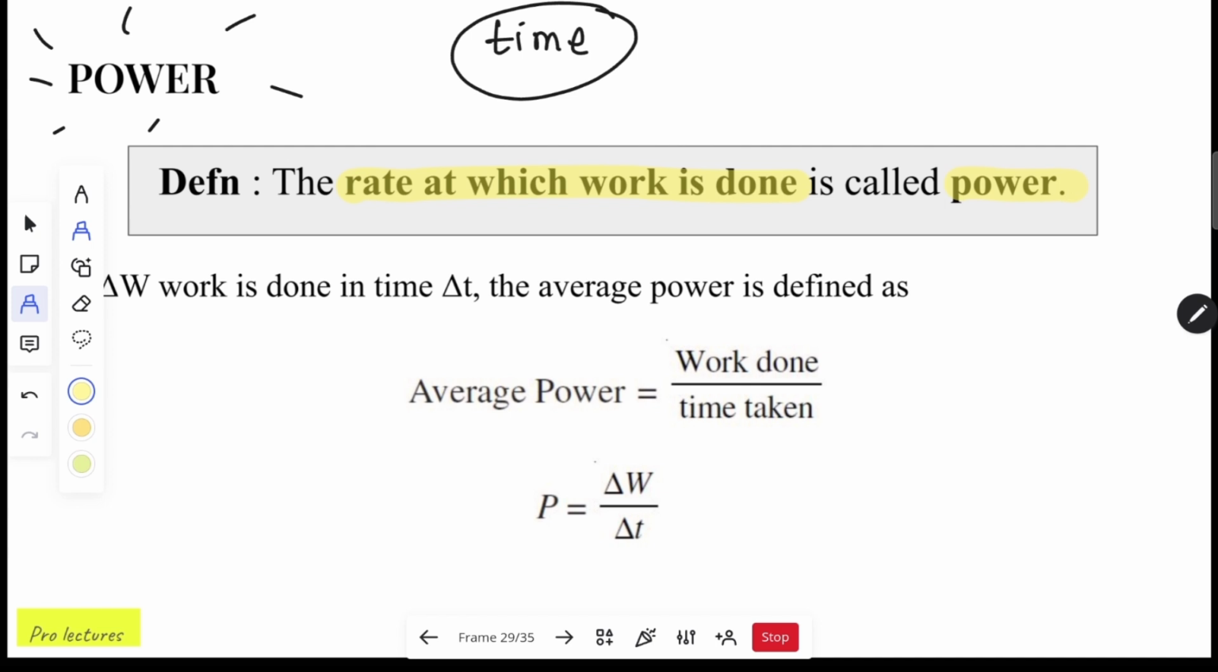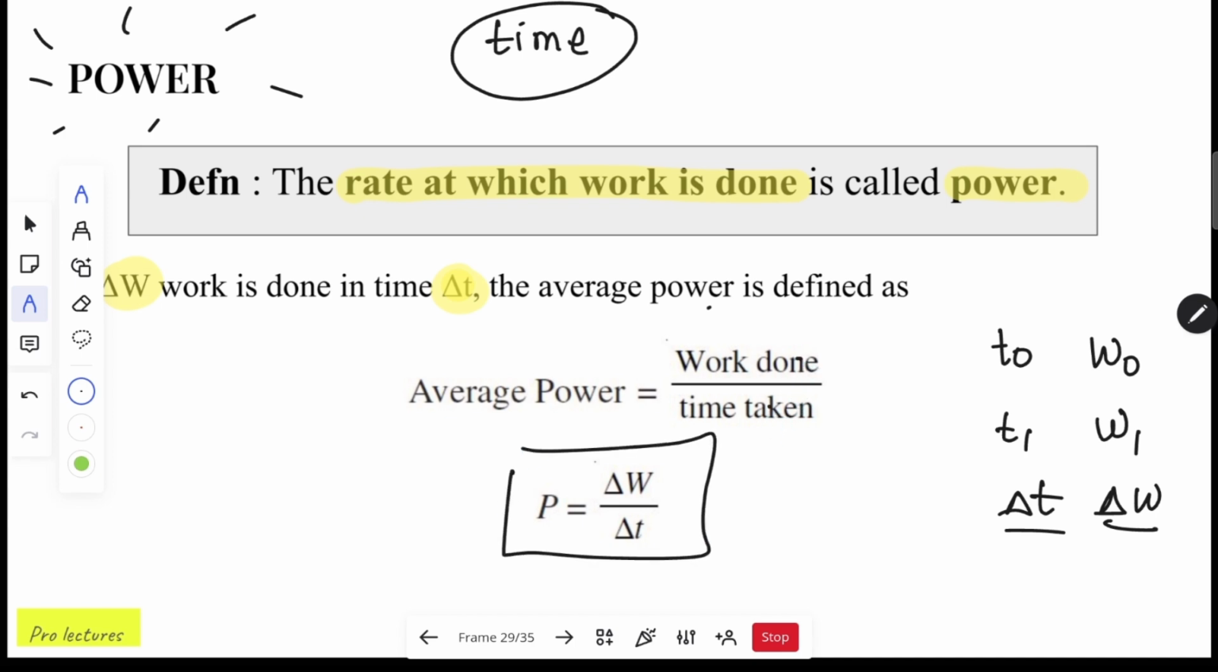So, mathematically seen, suppose the work is done in time del t. Del w is the work. At t equal to 0, work is w naught. At t equal to 1, w1. So change in work and change in time is denoted by del w and del t. So the average power is defined as the work done by time taken. So P is equal to del w by del t.